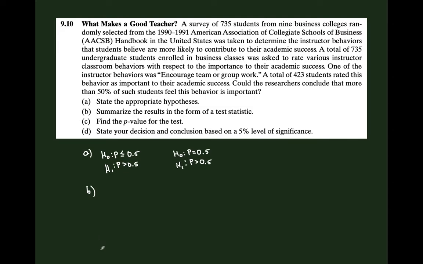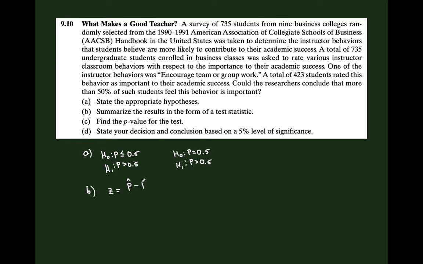Now for part B, we're asked to summarize the results in the form of a test statistic. This is one of the nice things about the test statistic: it takes the information and puts it into a single number that we can interpret. And in this particular case, we would calculate what's referred to as the standardized sample population proportion, and that's another form of a z-score.